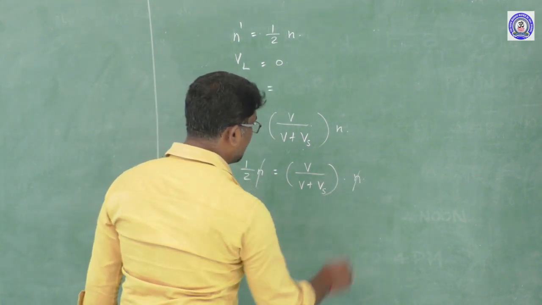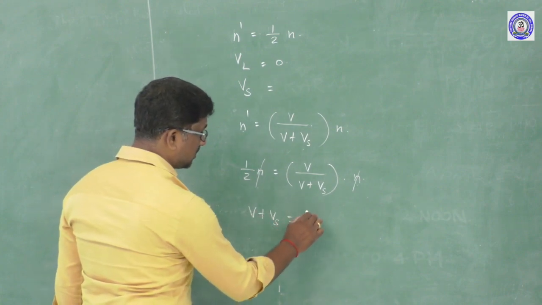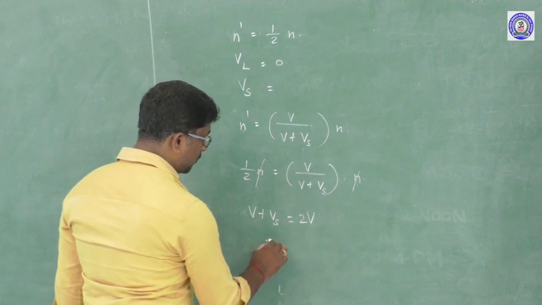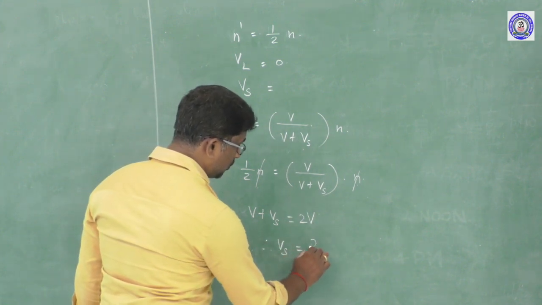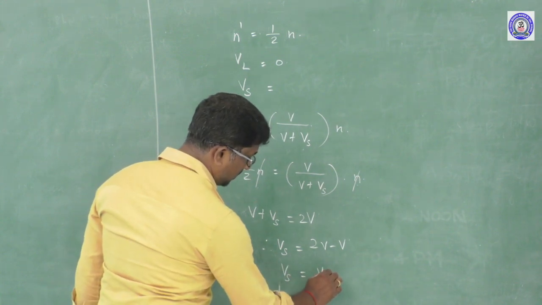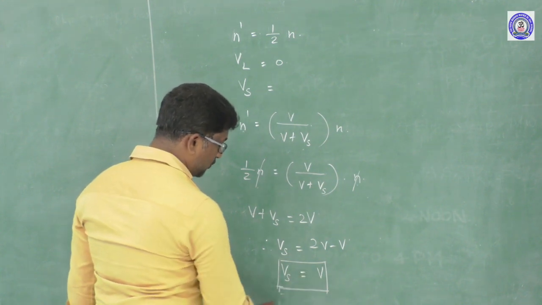Right. n cancels. Cross multiply: V plus Vs is equal to 2V. Therefore, Vs is equal to 2V minus V. So Vs is equal to V. That is the velocity of the source.